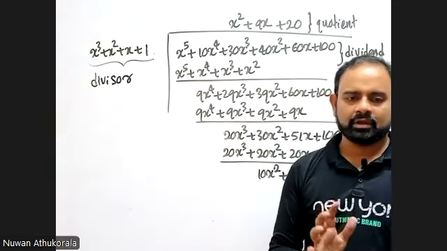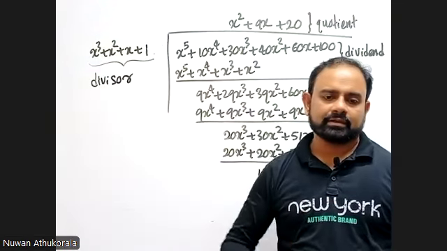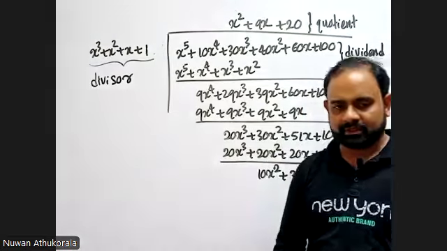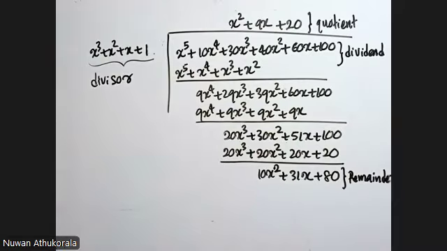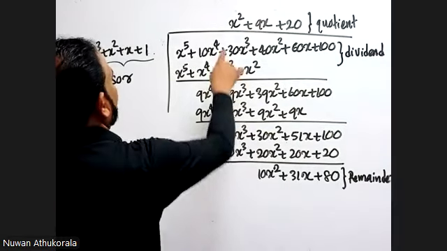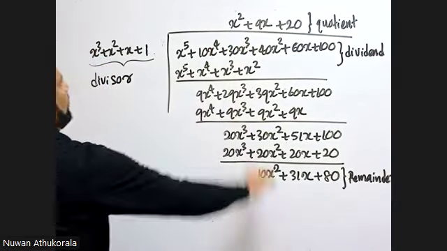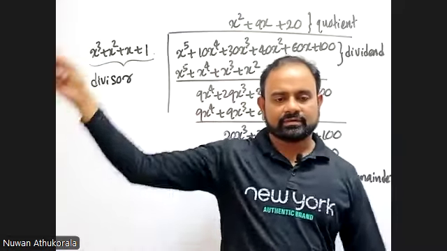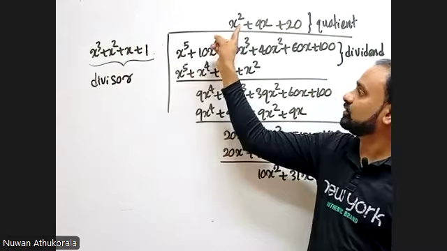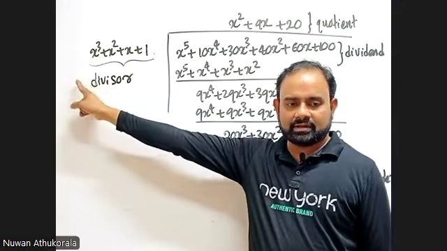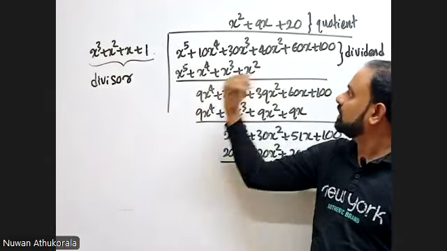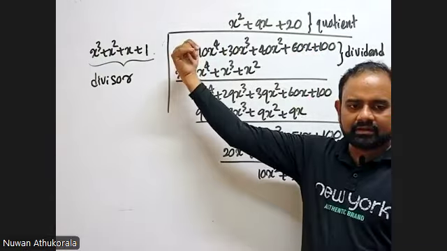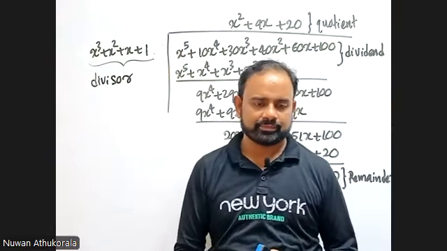Right. We have to know about the properties of long division. Check this long division. First term of quotient is x squared. Leading term of divisor is s cube. Leading term of dividend is s to the power 5.